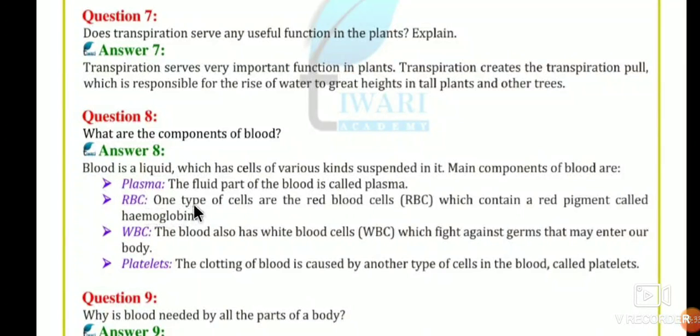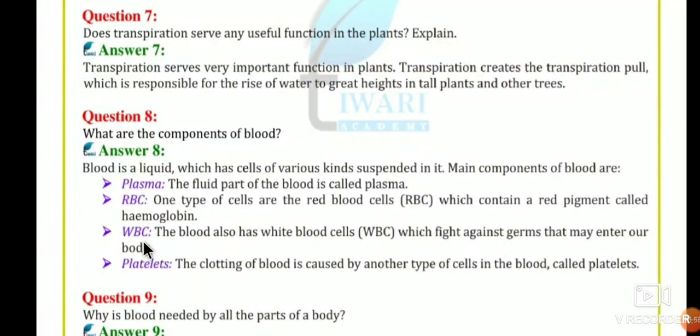RBC: one type of cells is the red blood cells, which contain a red pigment called hemoglobin. In the blood there is a presence of RBC. That RBC is a type of cell, the red blood cell, which contains a red pigment called hemoglobin.